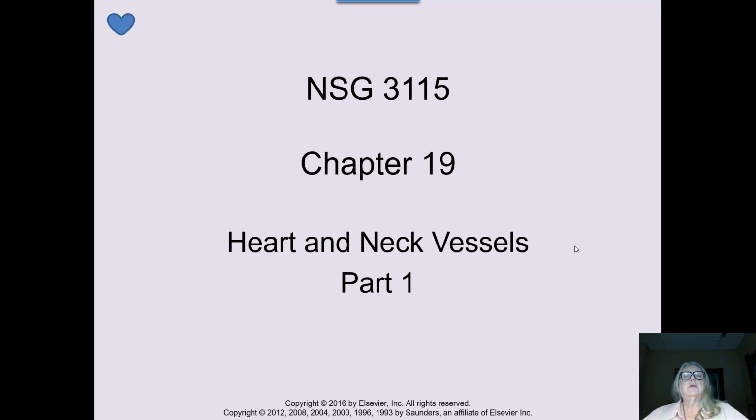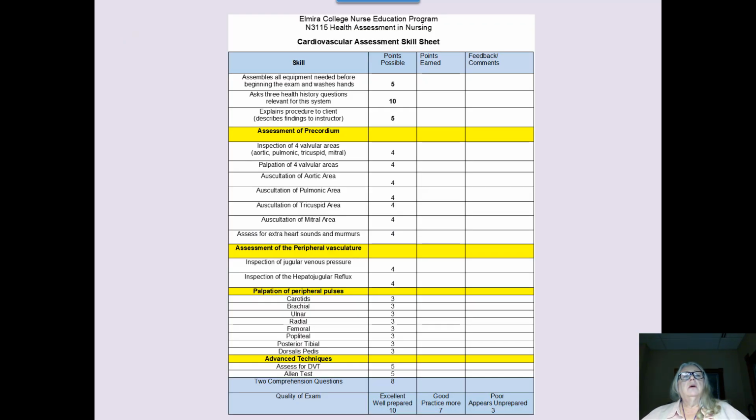This corresponds with your cardiac skills assessment. We're going to review this in class, but there's a lot to the cardiac skills assessment, including we need to know all 4 major valves of the heart: aortic, pulmonic, tricuspid, and mitral valve. Where they are, you need to be able to palpate them. You need to be able to listen for the extra heart sounds as well, and murmurs, as well as their primary sounds. And you listen to the primary sounds with the diaphragm of your stethoscope and the extra sounds with your bell.